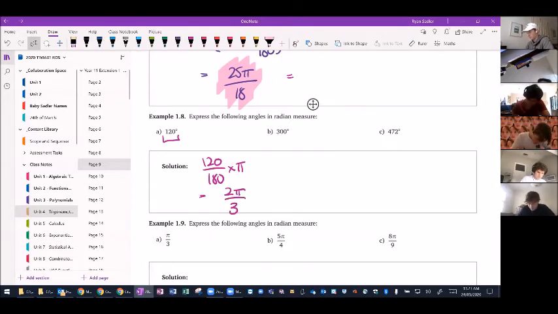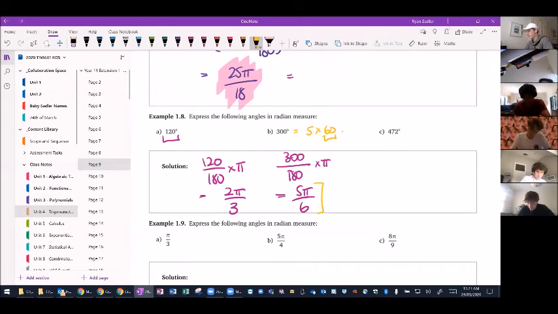300 is a nice one. You can think about it a couple of different ways. You can do 300 over 180 times pi, which ends up as 5 pi over 6. But actually, the way that I like to think of that is that 300 is 5 times 60, and 60 is pi over 6. So it's just going to be 5 pi over 6.